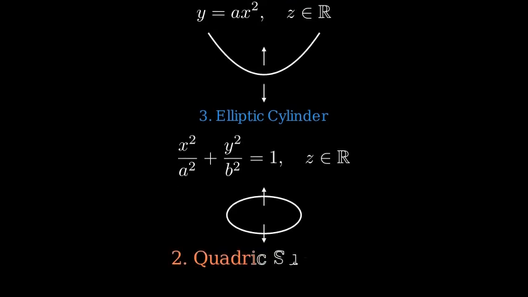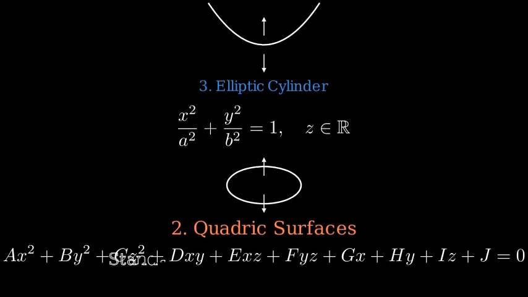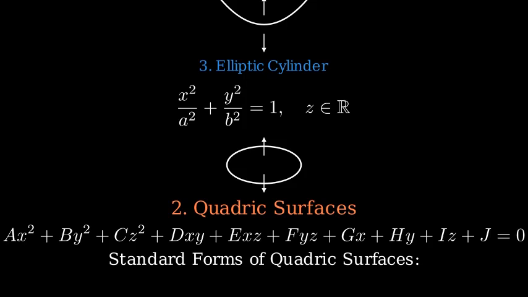Now, let's move on to quadratic surfaces. A quadratic surface, also known as a second-degree surface, in three-dimensional space has a polynomial equation of total degree less than or equal to 2. The general form looks like this: a x squared plus b y squared plus c z squared plus d x y plus e x z plus f y z plus g x plus h y plus i z plus j equals 0. By rotating and translating the axes, we can simplify these equations into standard forms. We'll look at 6 common types of quadratic surfaces.